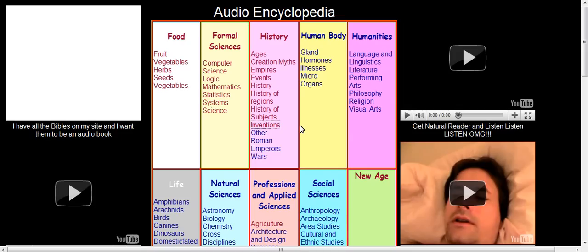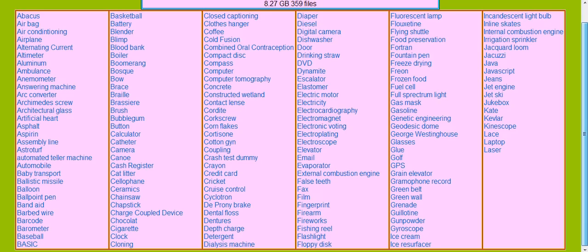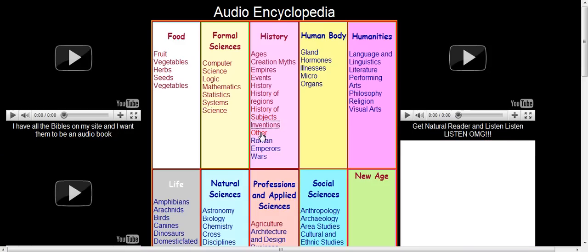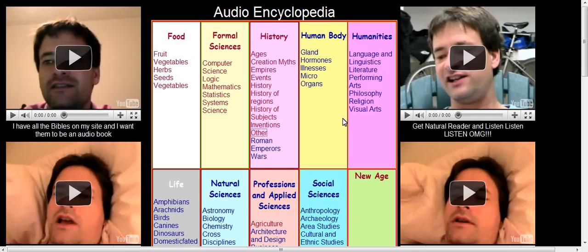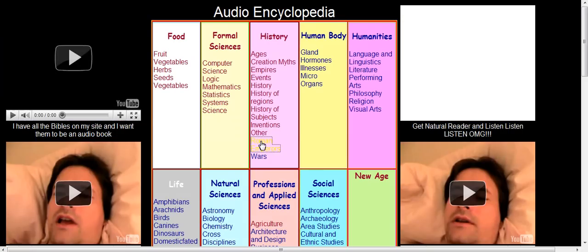And then inventions. I included that in history. This is the page of all the different inventions, the biggest of inventions. I'm sure I'm missing a lot of cool stuff, but I think I got that off of, can't remember what site, but other ancient history, archaic Homo sapiens, and stuff that I didn't put in.